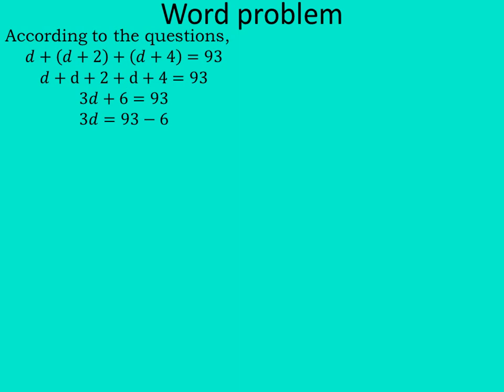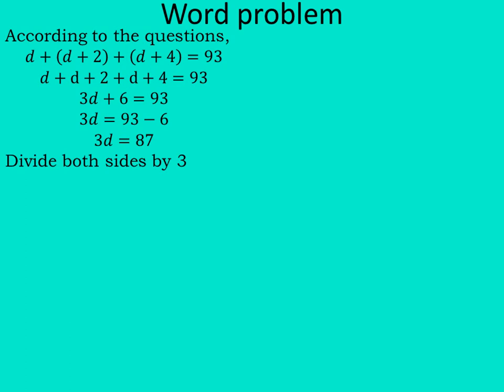So we have 3d is equal to 93 minus 6. Yes, of course, when we take 6 from the left hand side to the right hand side, crossing over the equal to sign, it will give us minus 6. So we have 3d is equal to 93 minus 6, which gives us 87. I'm very sorry for that earlier slip. So 3d is equal to 87.